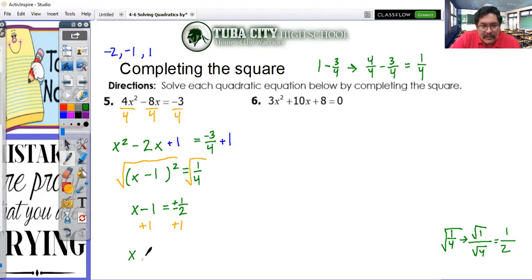x. I wonder if I'm going to run out of space. I'm going to do it over here. So x equals 1 plus 1/2, and x equals 1 minus 1/2. Now, when you add 1, that's probably the easiest type of fraction you can do, because any number over itself is 1.